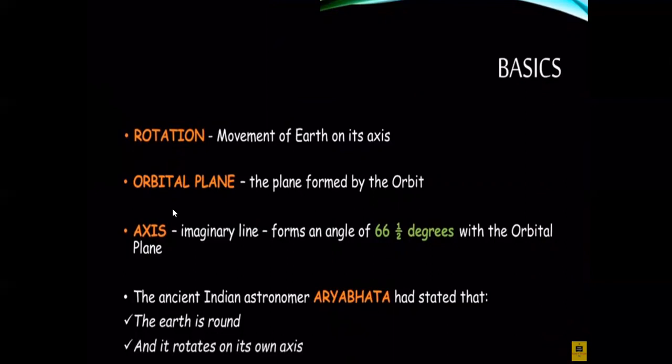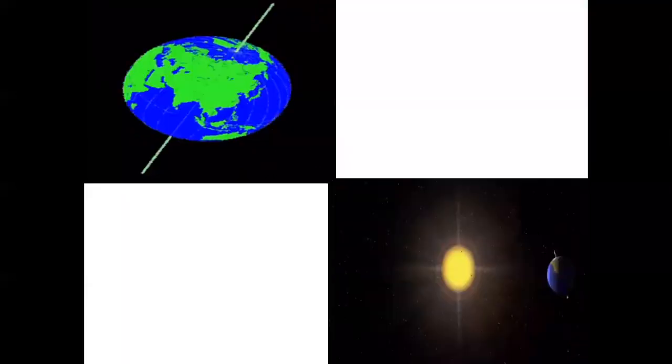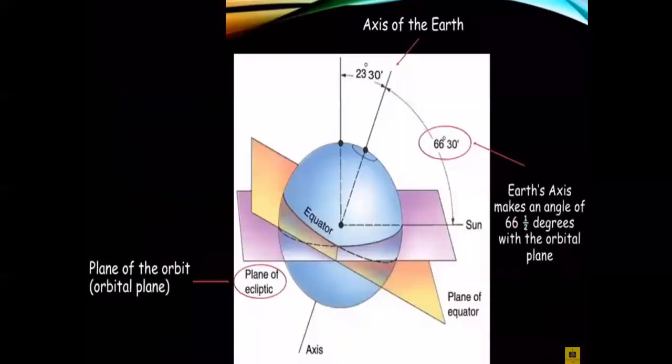As you know, rotation is the movement of the earth on its own axis, as we have just seen. Something new we will learn today is what the orbital plane is. It means the plane formed by the orbit. As you can see in the figure, it is rotating.